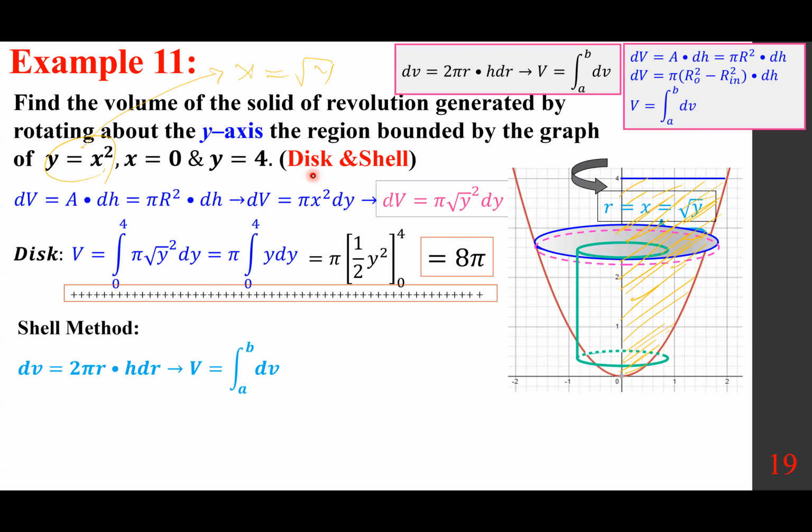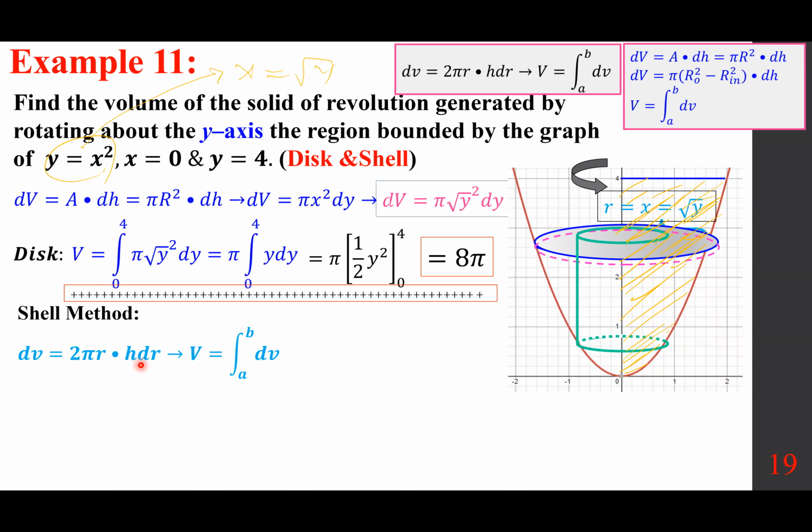Now, to use the shell method, 2 pi r h dr. Remember this, 2 pi r h dr. We're going to use this. Now we are going to use the shell method. So the shell method is to create a shell by rotating about the y-axis, which is this shell. And so we have this height and we have this radius. The radius is x. So if you pick this point, the radius is x.